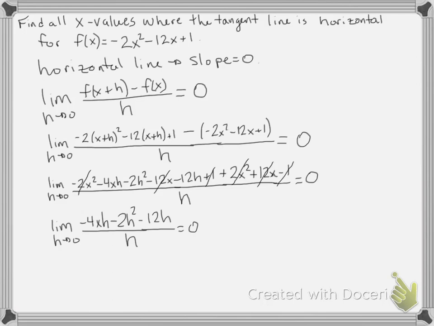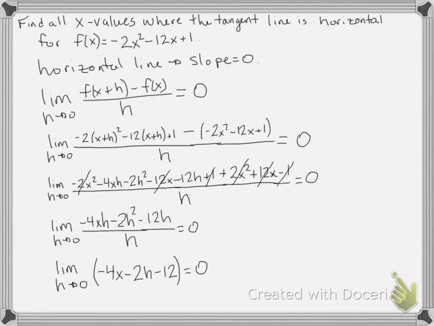So, I'm going to do 2 steps at once because this video is getting long. So, I'm going to factor an h out of the numerator, and that will allow me to reduce the h in the numerator that I factored out with the h that's in the denominator. And in doing so, I'm going to be left with a negative 4x. I'm going to be left with minus 2h. I'm going to be left with minus 12. I factored the h out of the numerator, and I reduced it. 2 steps at once. Now, I plug in 0.